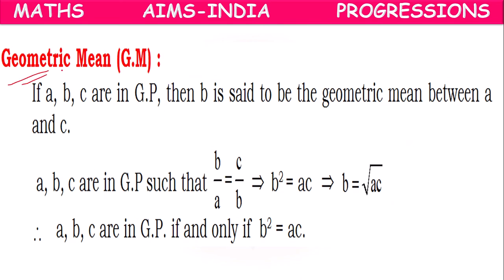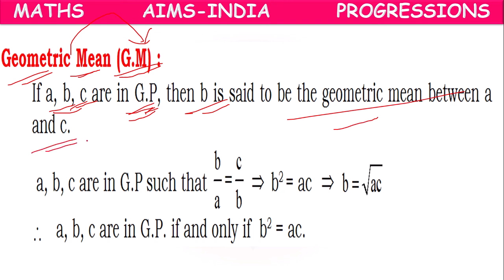So next, children, we have a concept called geometric mean. In short, it is called GM. If A, B, C are in GP, then B is said to be the geometric mean of A and C, such that the ratio T2 by T1 equals T3 by T2. If these two ratios are equal, that is, if the common ratio is equal, then B is said to be the geometric mean of A and C.